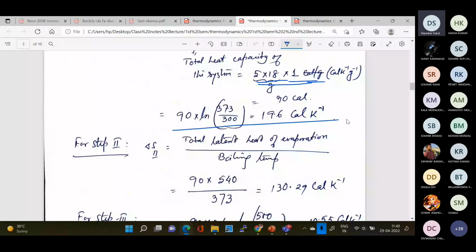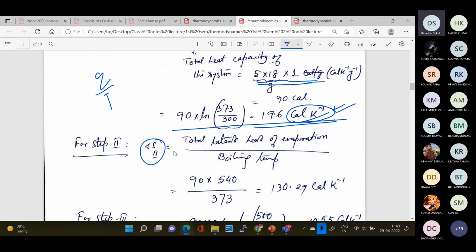So this is step 1, the entropy change for step 1. And to be particular, for entropy, the unit is, because it is Q by T, calorie per Kelvin. This is the unit of entropy change.